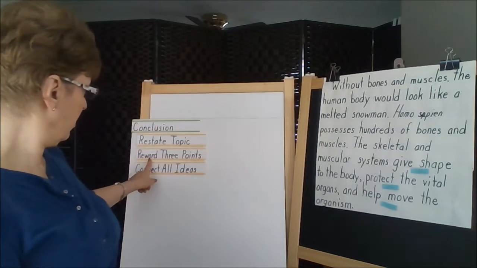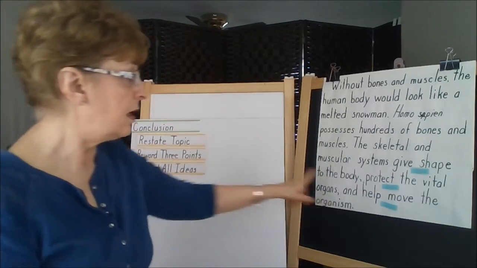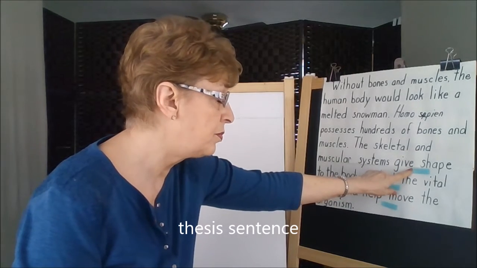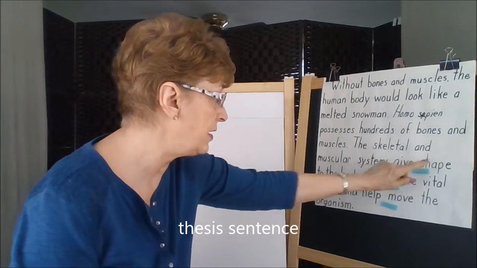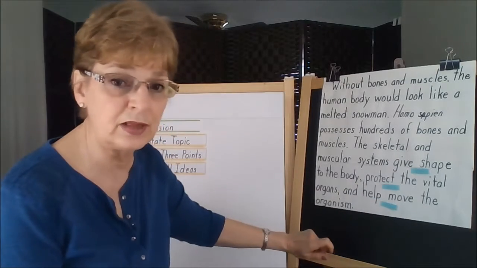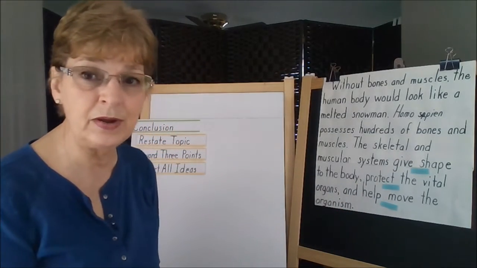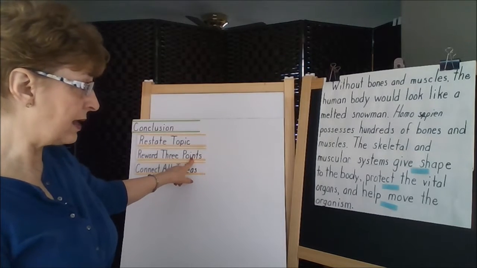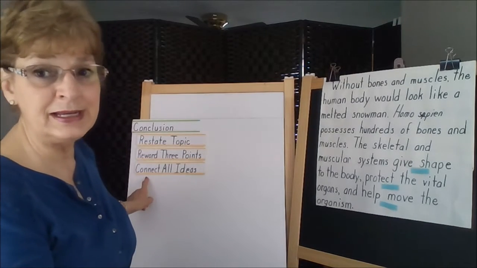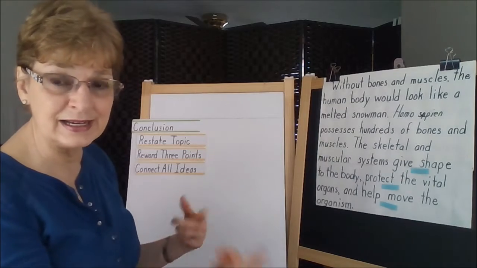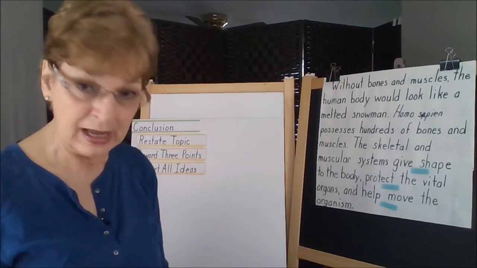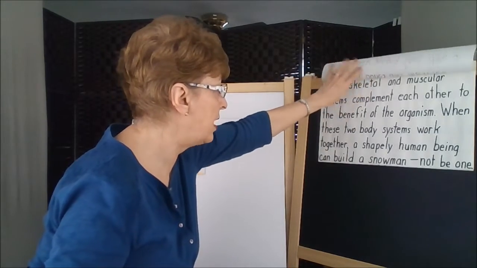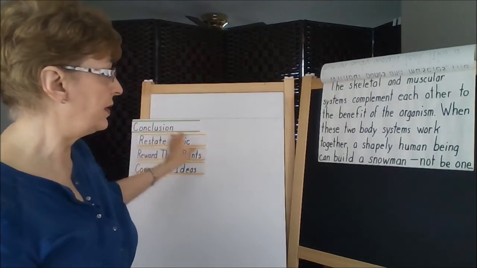The rewording of the 3 points, that would be the topic sentence where we would have to revisit the giving shape, protecting the vital organs, and also helping the organism move. So you're rewording the 3 points. And then we're going to need to connect all of the ideas. So it might read something like this. This would be our conclusion paragraph.